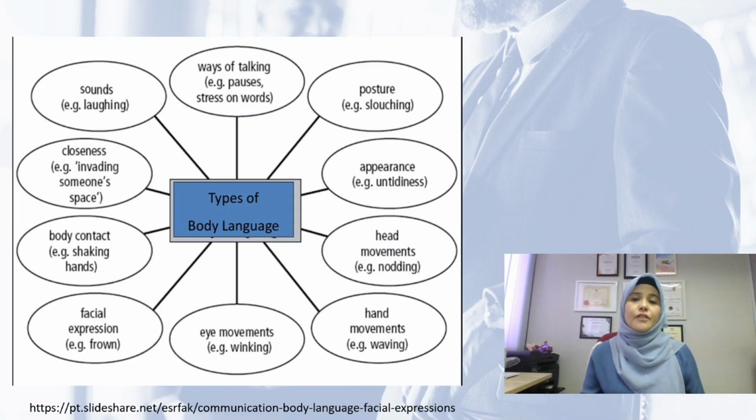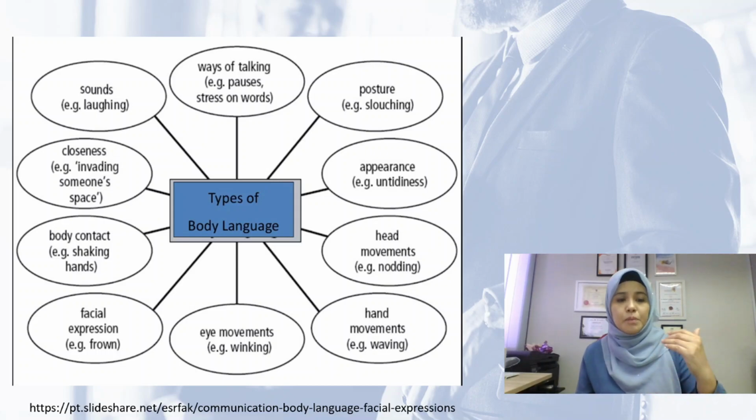Body contact, of course, shaking hands. Make sure you only use appropriate body contact. If not, it may translate into some kind of sexual harassment or something like that. So it needs to be the right body contact. Even eye movement is the same thing. If you wink at a stranger, that may also be considered sexual harassment. Okay, so be careful with that.